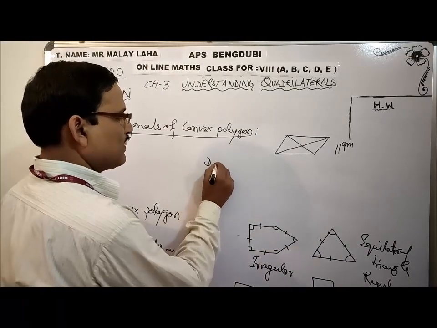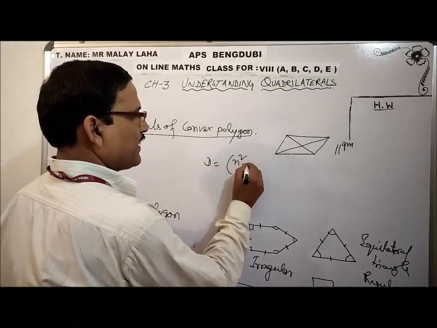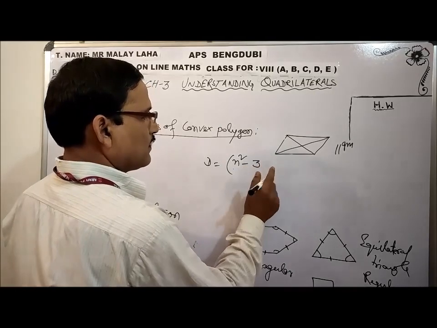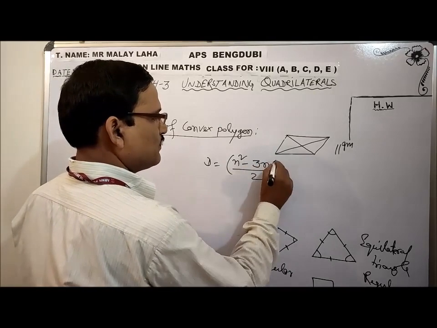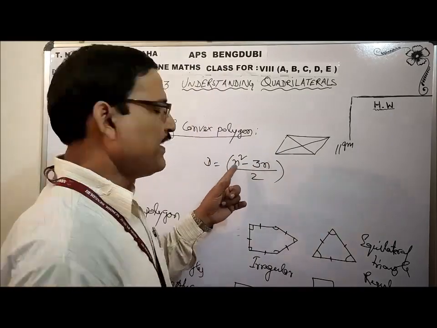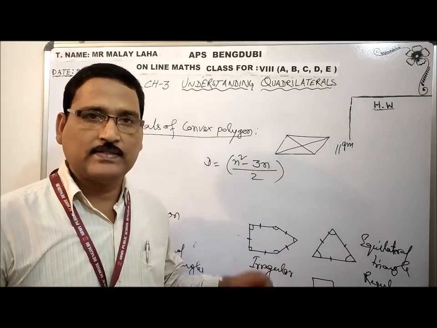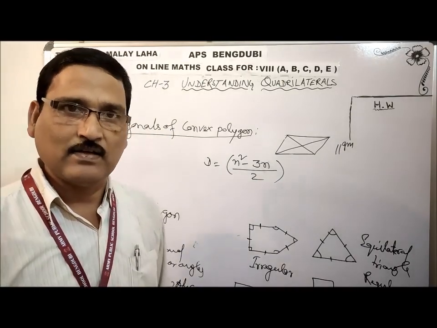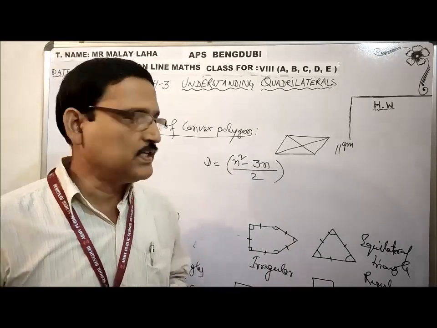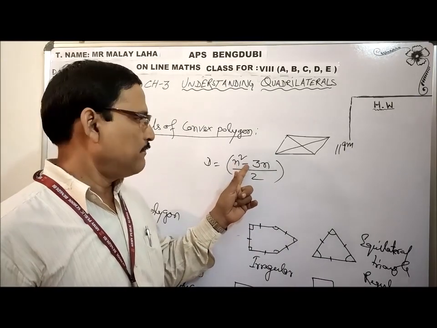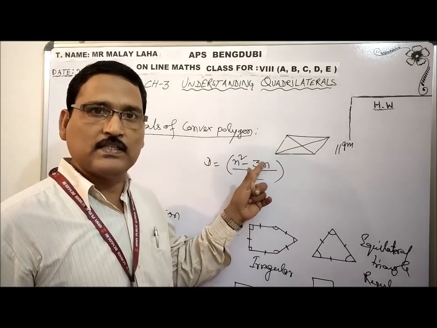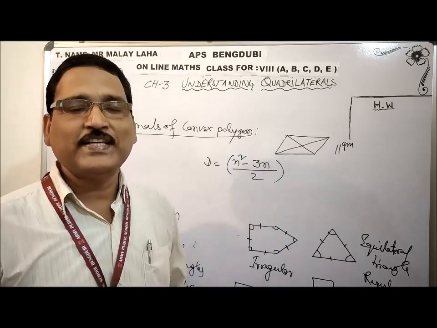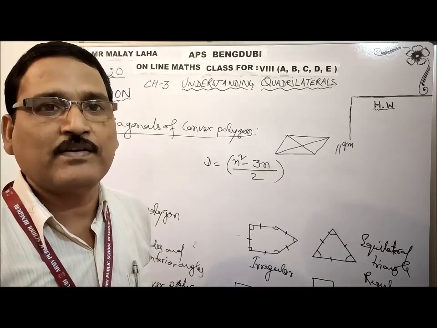D, the number of diagonals, equals n square minus 3n by 2. This is the formula, where n refers to the number of sides. Example, triangle. How many diagonals does it have? How many sides does a triangle have? 3. 3 square is 9, minus 3 into 3 is 9. 9 minus 9 is 0. 0 divided by 2 is 0. So in case of a triangle, there is no diagonal. The number of diagonals is 0.